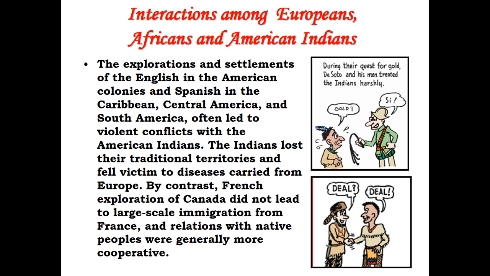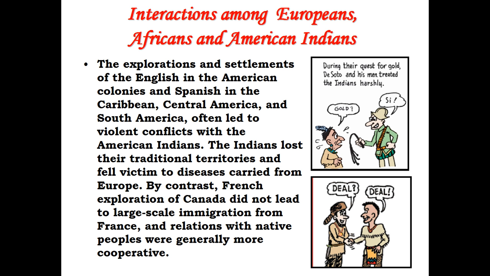Now, obviously, when the Europeans came over, it was going to be a pretty big deal, not only for the Europeans who came over, but for the African slaves that came over with them and the American Indians who were already there. So the exploration and settlement of the English in the American colonies and the Spanish in the Caribbean, Central America and South America often led to violent conflicts with the American Indians. So when you think about the Spanish and the English, think violence. The Spanish and the English tended to have very strained relations with Native Americans.